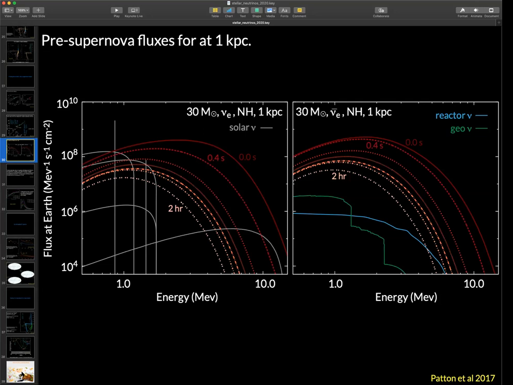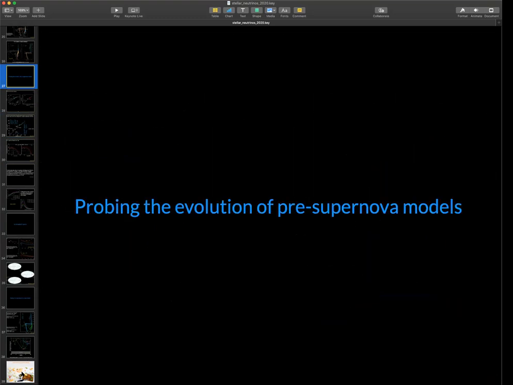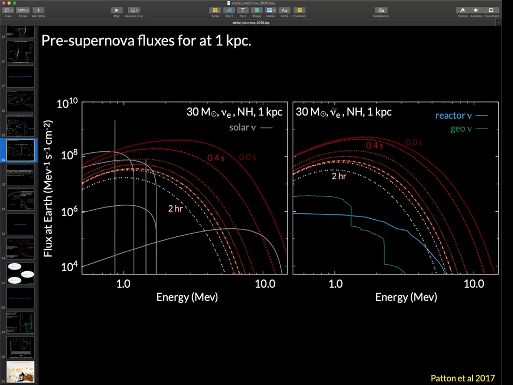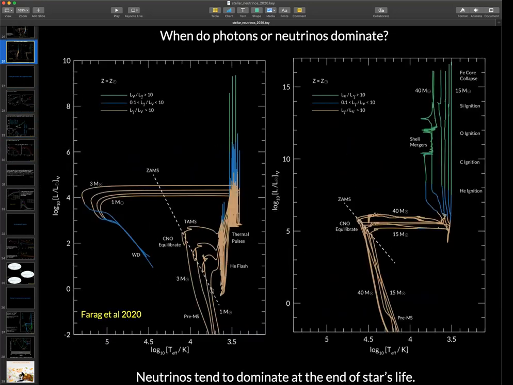All right. Any more questions? If not, I have one. Do you have any sense about how this neutrino HR diagram might change with multidimensional effects, convection, rotation, things like that? No, I have no great clue.